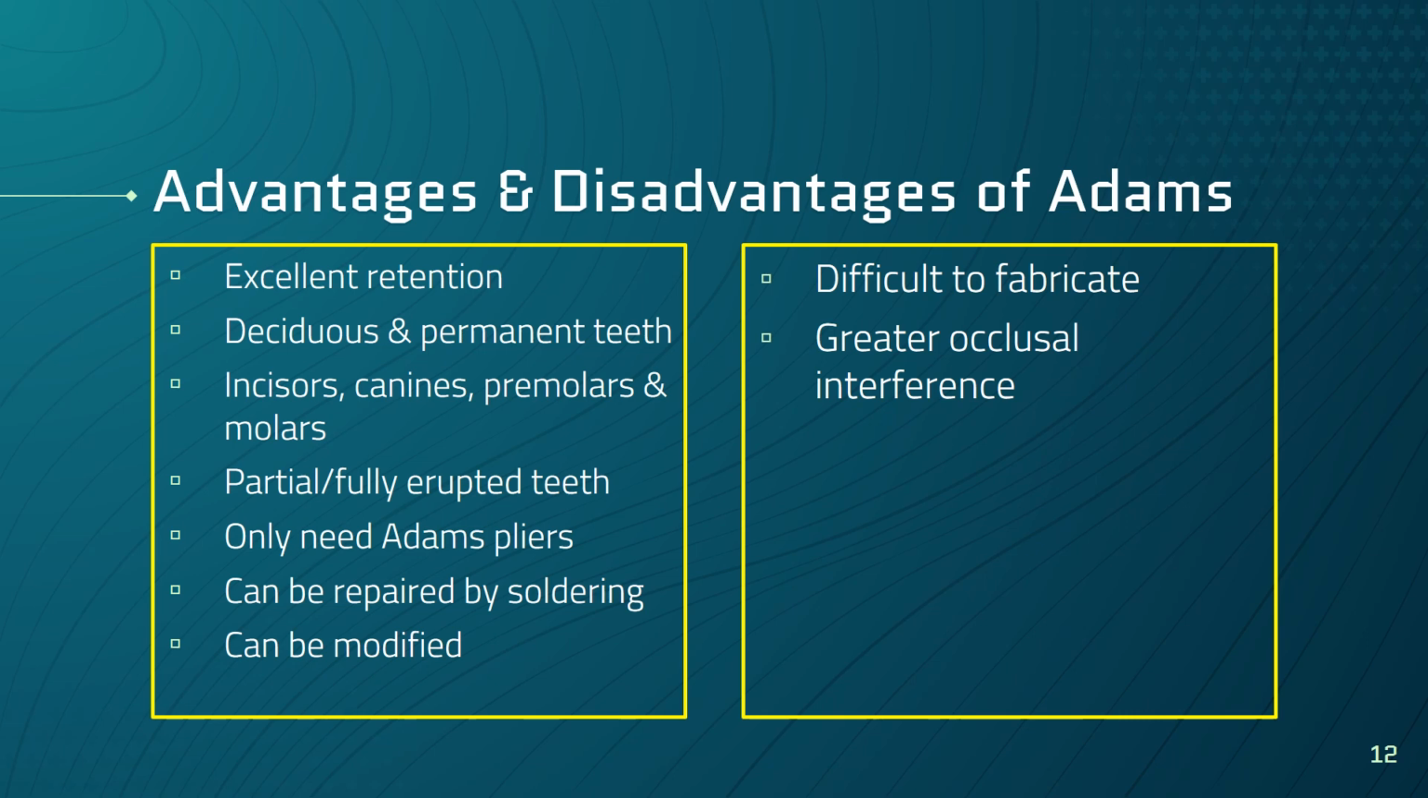The disadvantages of an Adams clasp are that the wirework fabrication can be a bit difficult, and because of the flyover arms, it gives rise to greater occlusal interference.